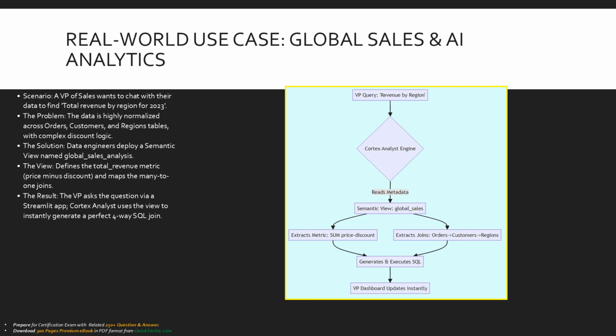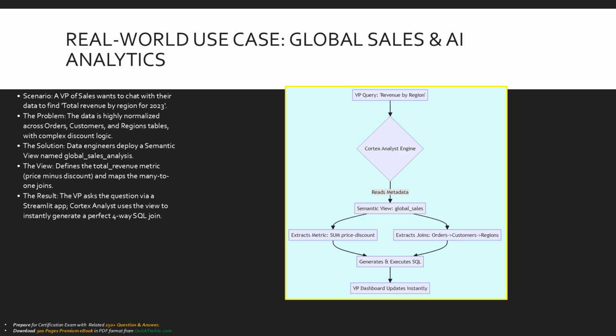Let's crystallize this with a real-world use case. Imagine a VP of global sales who wants to literally chat with her data to uncover insights. She types, "Show me total revenue by region for 2023." The problem, your physical database is highly normalized. Answering that requires joining the orders, customers, and regions tables and applying a complex formula for applied discounts. A generic AI would fail miserably.